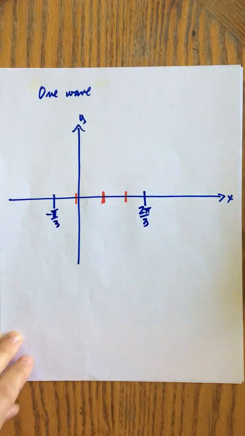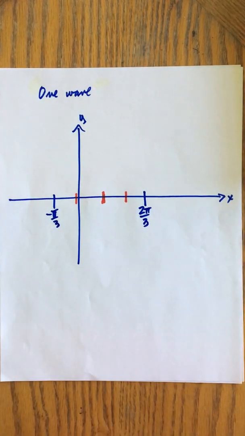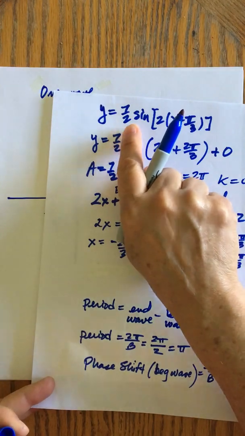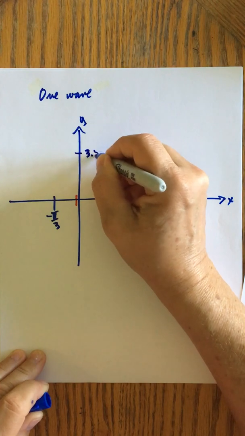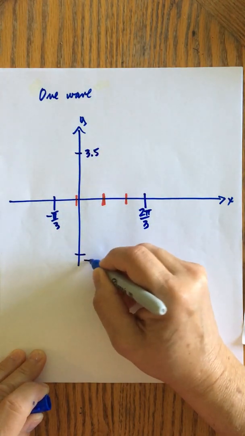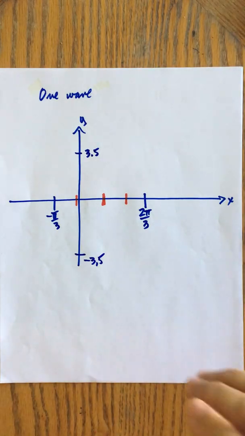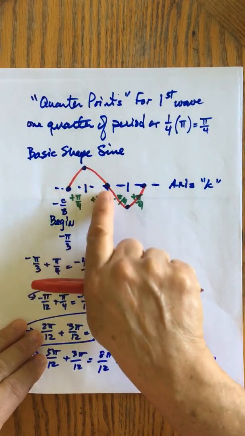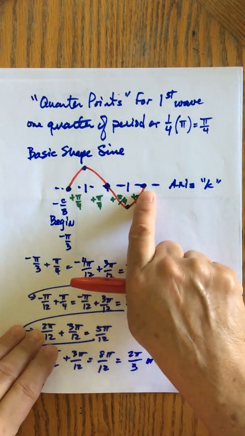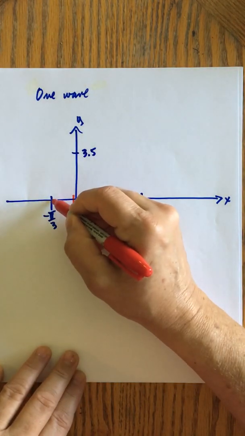But there's my fourths, and then let me put in 3.5, because 7 halves is 3.5. That's my amplitude. So I'm going to go here to 3.5, and here to negative 3.5. And now I'm going to draw my wave, where this is my basic shape. I start at the axis, go up to the max, come back to the axis, go to the min, go back to the axis. So I start that way. That's my basic shape. So I'm going to start here.